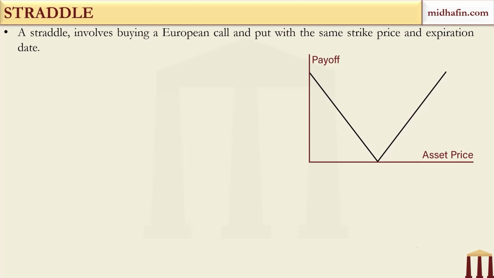But the problem here in the case of straddle is that the cost is very high. So it is possible that you can have a payoff, but in order to have a profit, for a straddle to work, you will have to have a very huge jump or very huge decline in the price of the asset.